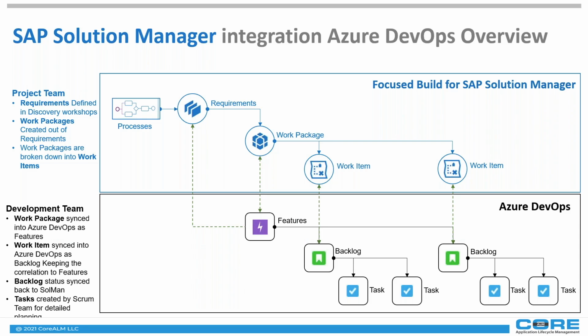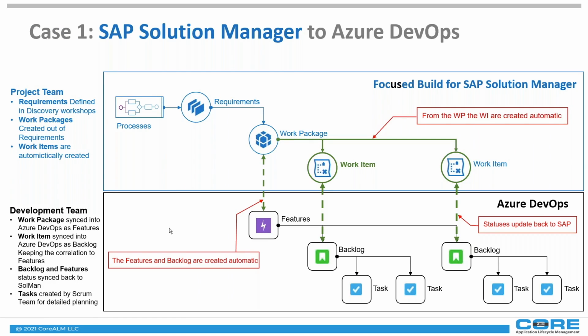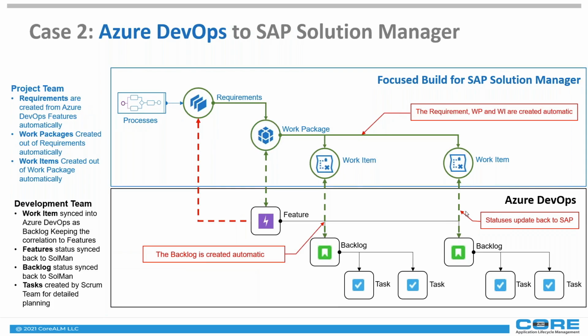In addition to that, depending on whether you're using Jira or Azure DevOps, we also have a very similar, or probably the same, integration with Azure DevOps, where the workflow is pretty much the same. If you are creating requirements and work packages in Focus Build, you can trigger automatically to create feature and backlog items within Azure DevOps. And the statuses are updated bidirectionally as you're updating them.